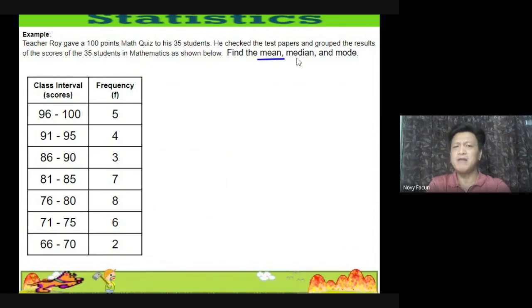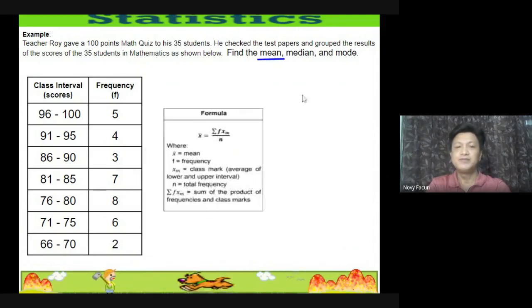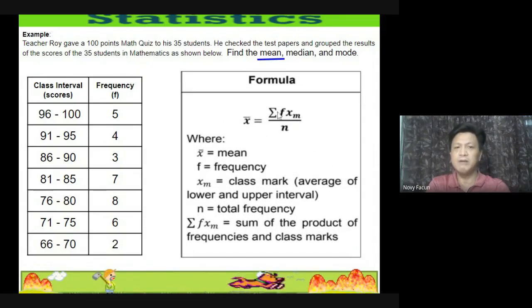So with that, paano nga ba tayo mag-compute ng mean? Unahin natin yung mean. So meron tayong formula. Pag binasa ko yung formula na to, this is mean. Ito yung symbol ng mean natin. Summation of f times xm divided by n. Take note of that. Where ito yung symbol natin ng mean, ito naman yung f, this is the number of frequency. And yung xm naman dyan, ibig sabihin x of m, yung class mark or the average of the lower and the upper interval.